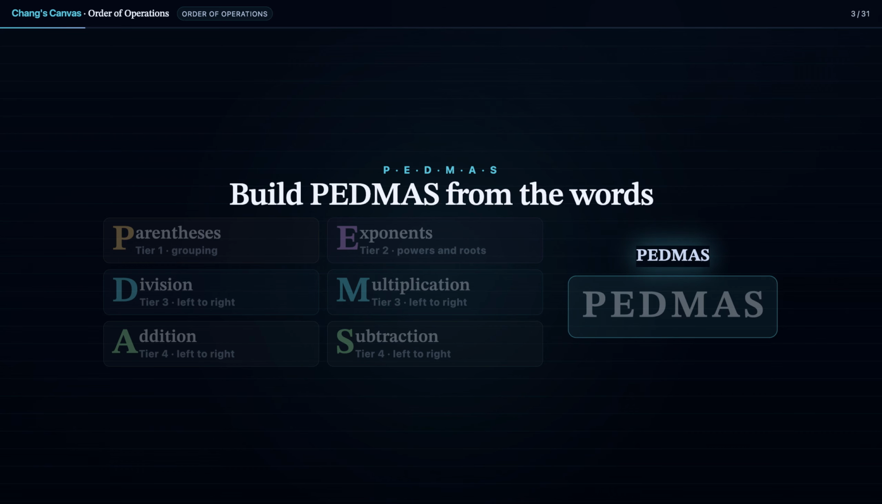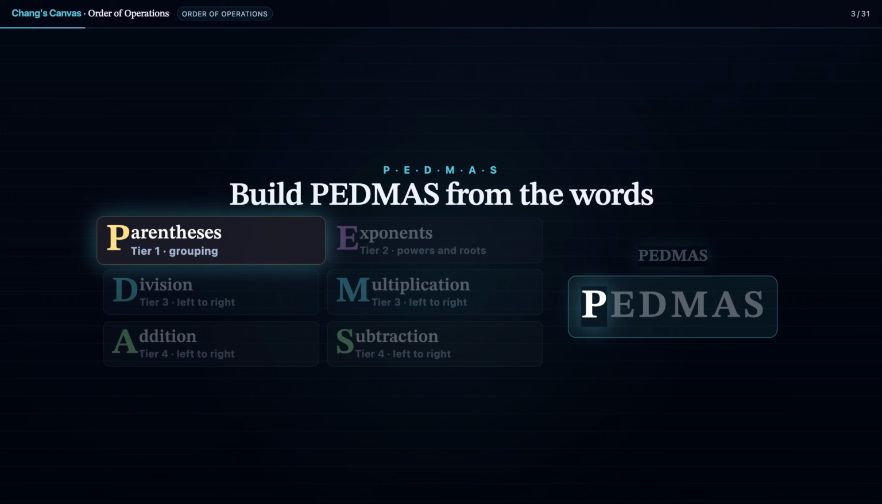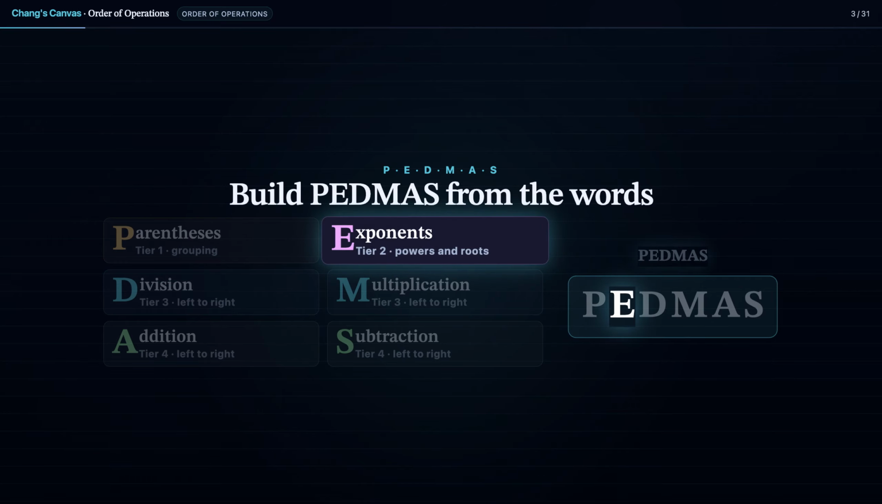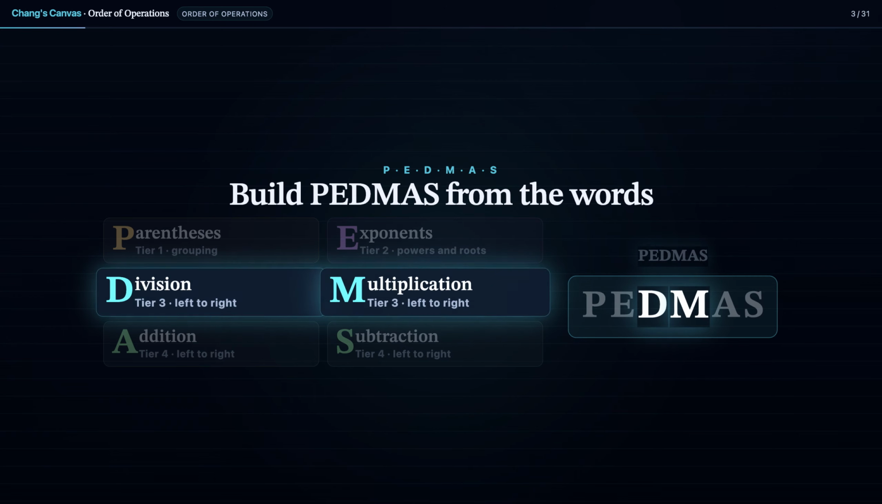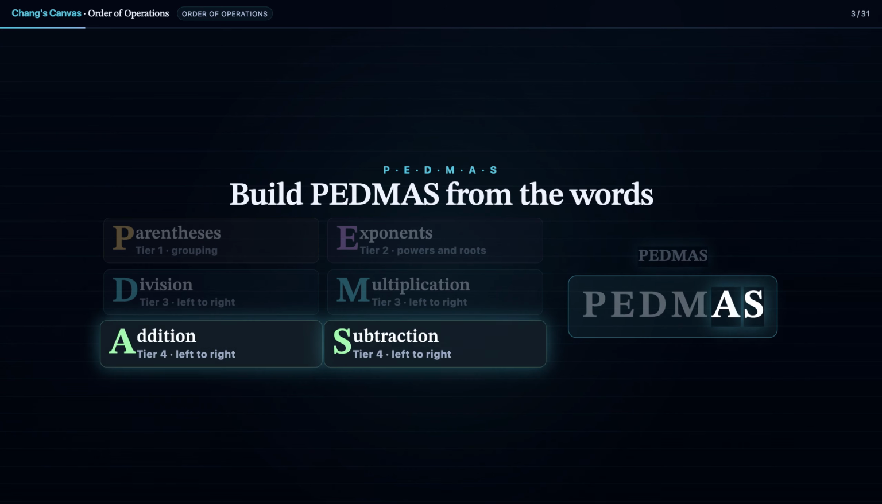Now watch PEDMAS grow from the operation names. P means parentheses. Parentheses make a group, so P points to tier 1 grouping. E means exponents. Exponents tell us to do powers, and roots share that same tier. D and M are one team. A and S are another team.